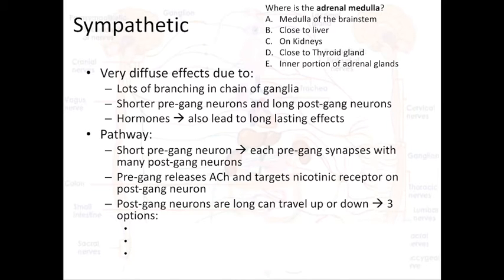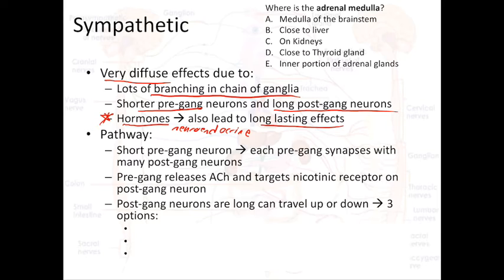So the sympathetic nervous system, again, has very diffuse effects, and that's due to multiple things. It's due to branching in the chain of ganglia. It's due to the shorter preganglionic neuron, which allows for a long postganglionic neuron. And even more importantly, it's due to the hormones, really the neuroendocrine portion of this, which leads to long-lasting effects and very diffuse effects because it goes all over the body.